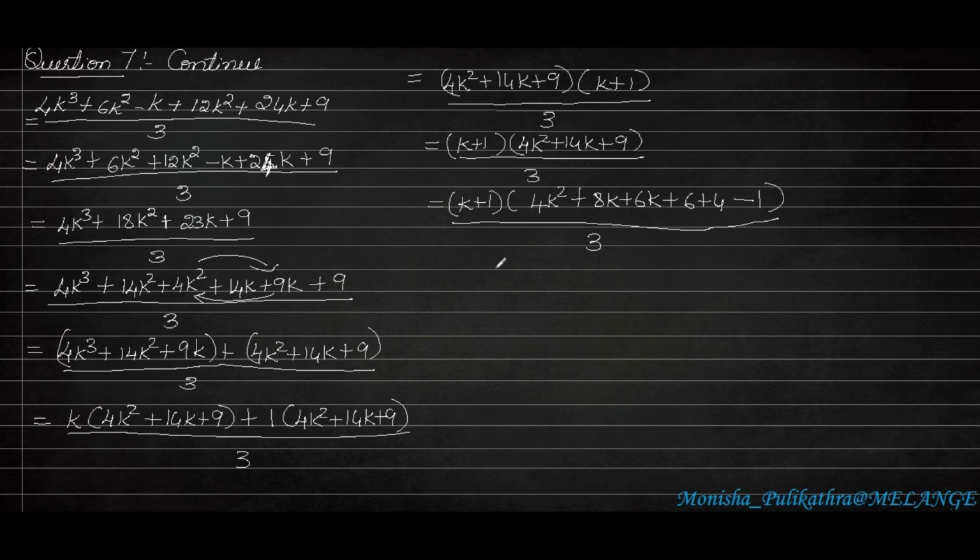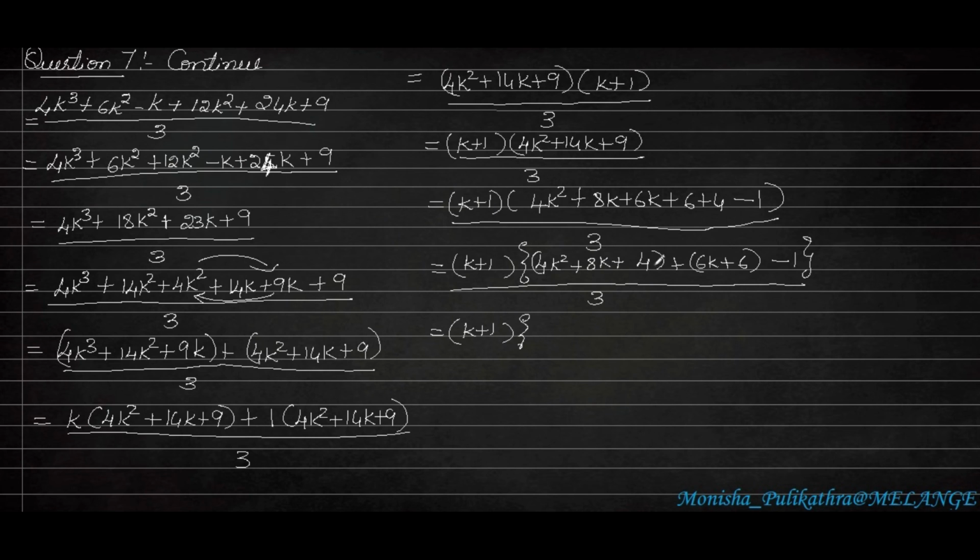So next what we have to do is, write k plus 1 as it is. Okay, so next after writing k plus 1, next we have to interchange it into a form that is 4k square plus 8k plus 4. So this should be in a group. Okay, 4k square plus 8k plus 4 should be in a group, and 6k plus 6 should be in a group, and minus 1 should be separate. Okay, and whole divided by 3. So it will become k plus 1.